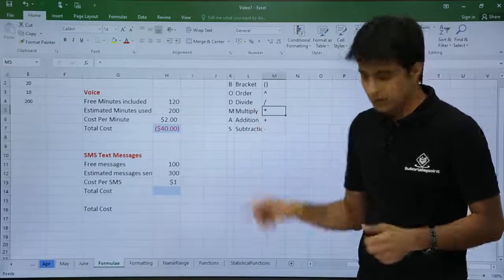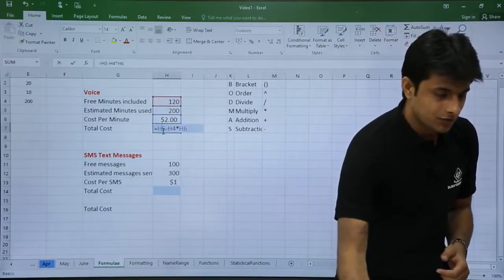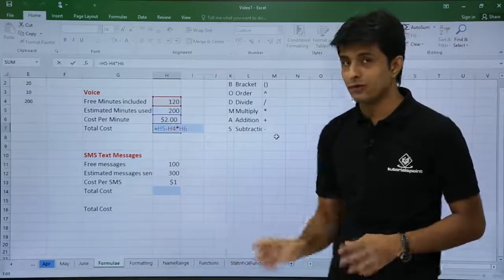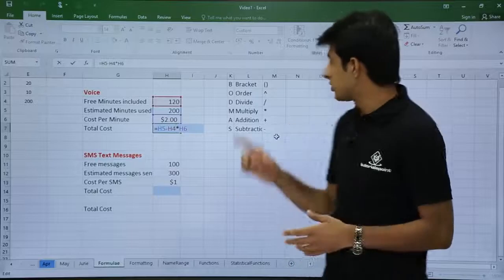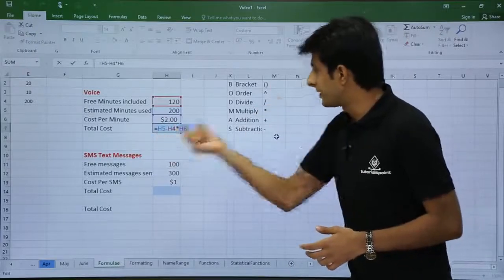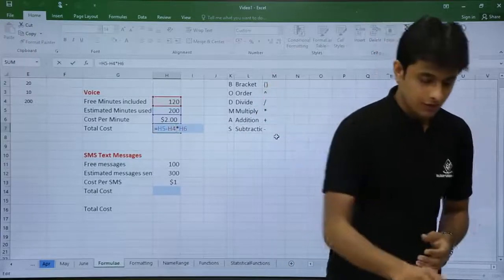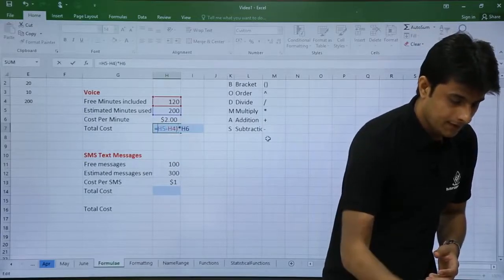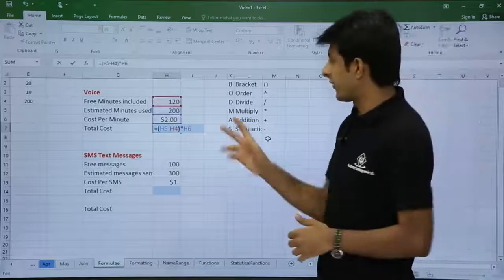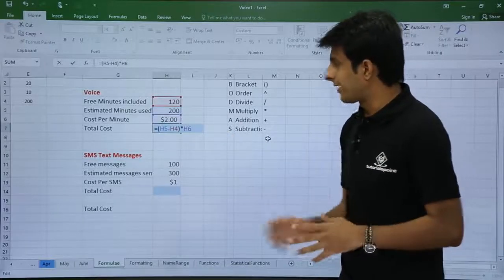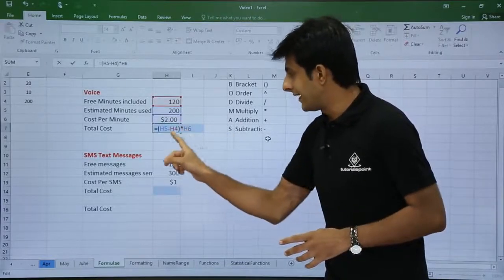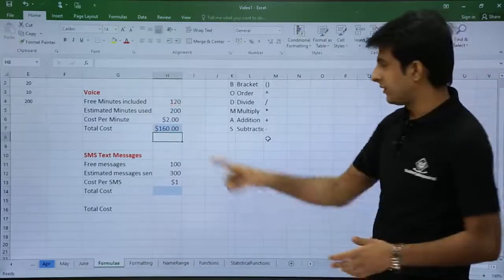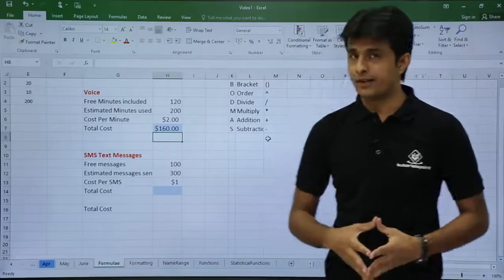Therefore, in this cell, what has to be done is I will put H5 minus H4 as the first preference. So, I'll put H5 minus H4 into brackets. Yeah, that's it, I've entered it into a bracket. Now the answer I'm expecting is 80 multiplied by $2, that is 160. When I press enter, now you can see $160. So the answer is absolutely correct here.